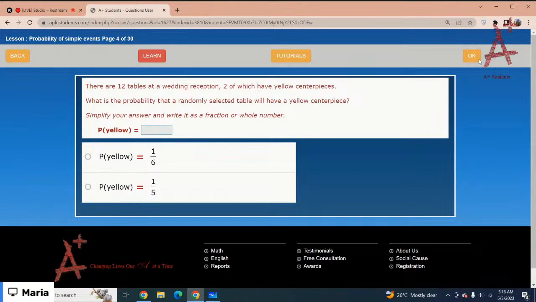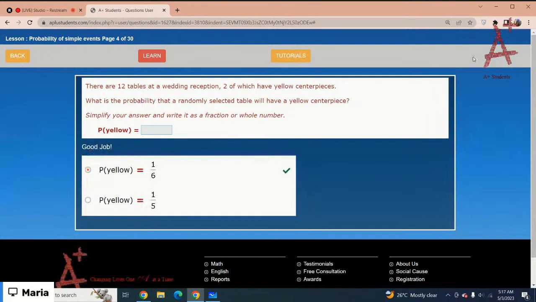There are 12 tables at a wedding reception, 2 of which have yellow centerpieces. What is the probability that a randomly selected table will have a yellow centerpiece? So which is the correct option? The probability of yellow is 2 out of 12. It would be 2 over 12. So when you divide them by a common factor, the correct option is 1 over 6. The probability of yellow is 1 by 6.